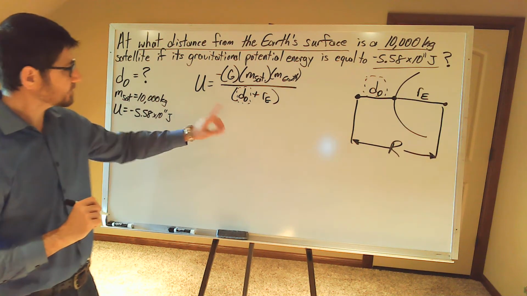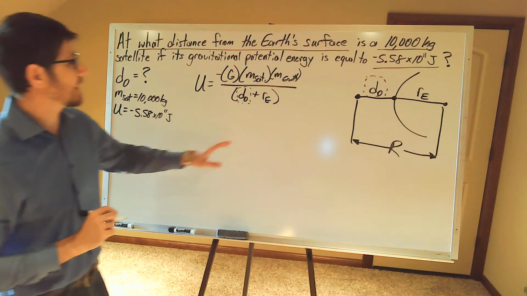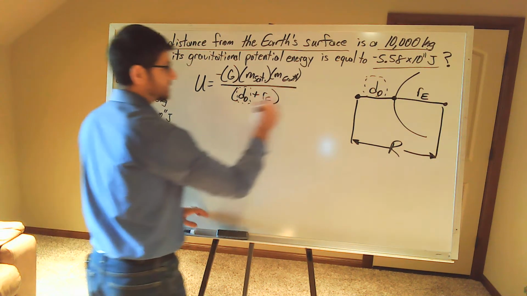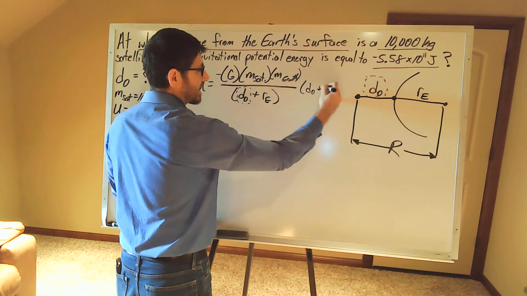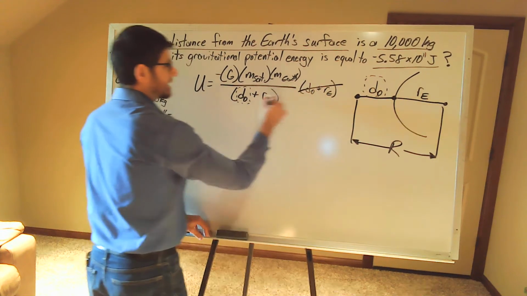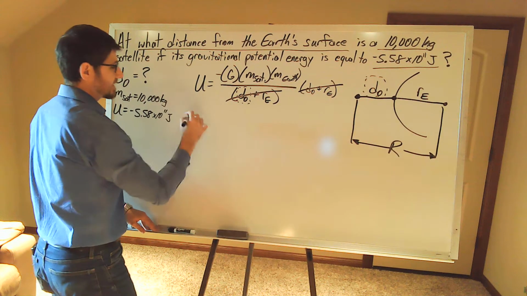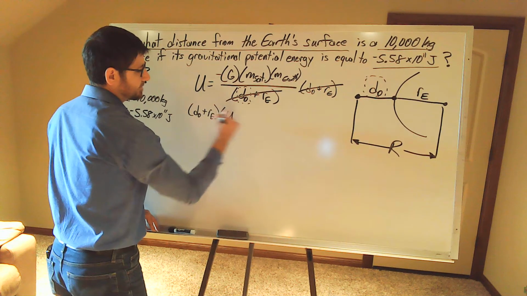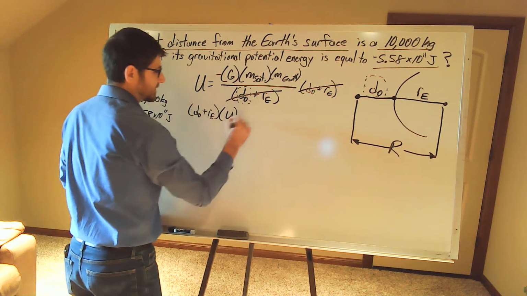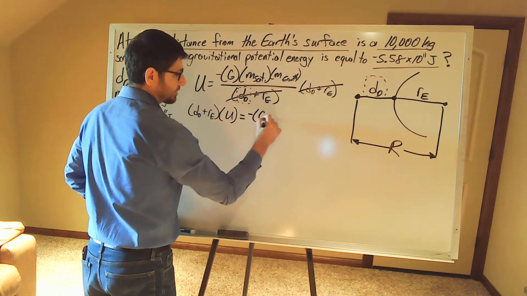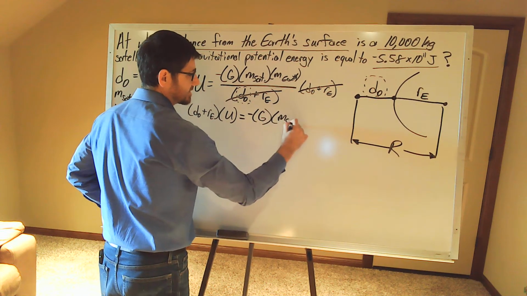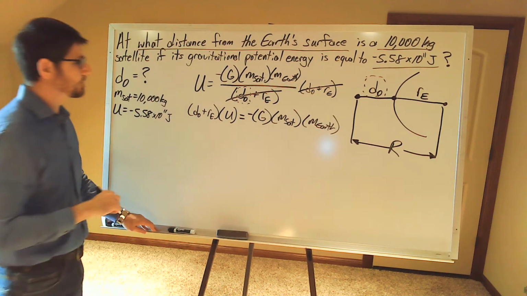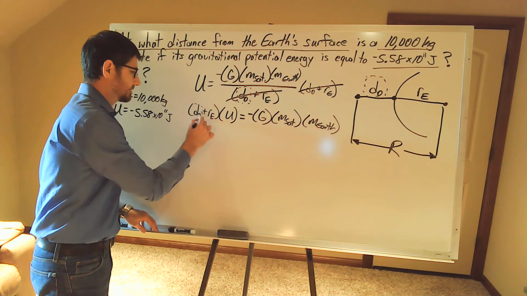So what we're going to have to do is a couple of algebra steps to isolate the altitude. First thing I want to do is multiply both sides by the altitude plus the radius of the Earth. So when we do that, on the right hand side, they cancel. On the left hand side of the equal sign, we're going to have d sub 0 plus r sub e multiplied by the gravitational potential energy is equal to negative universal gravitational constant times the mass of the satellite multiplied by the mass of the Earth.